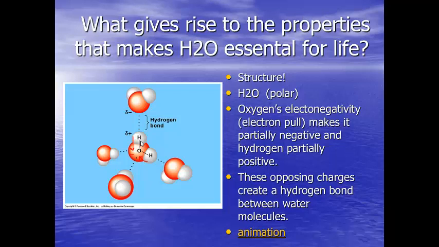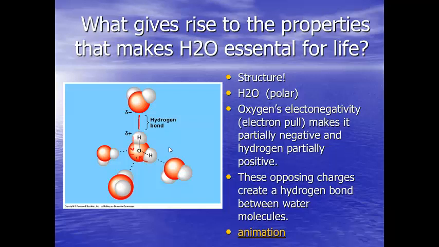The partially positive hydrogen of one water molecule is then going to be attracted to the partially negative oxygen of another water molecule. They are attracted to each other just like opposite sides of a magnet. This bond that forms in between water molecules is called a hydrogen bond. We learned that a hydrogen bond is a weak bond, but each water molecule, as you can see in this picture, is hydrogen bonded to 4 other water molecules.